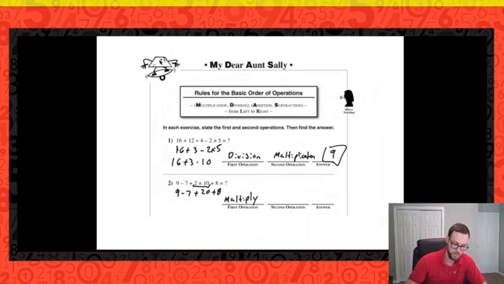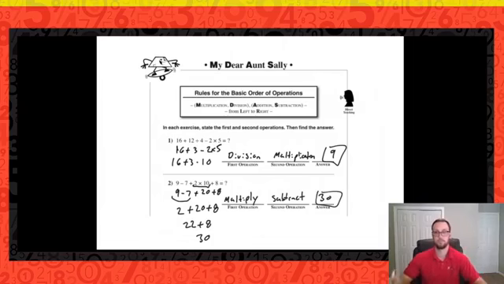So now, what's the second operation that I'm going to do? I'm going to work left to right through my subtraction and addition. So the next thing I'll do is subtract. And 9 minus 7 is 2. And then I've got 2 plus 20 is 22. Plus 8 is 30. Very good. Very nice.